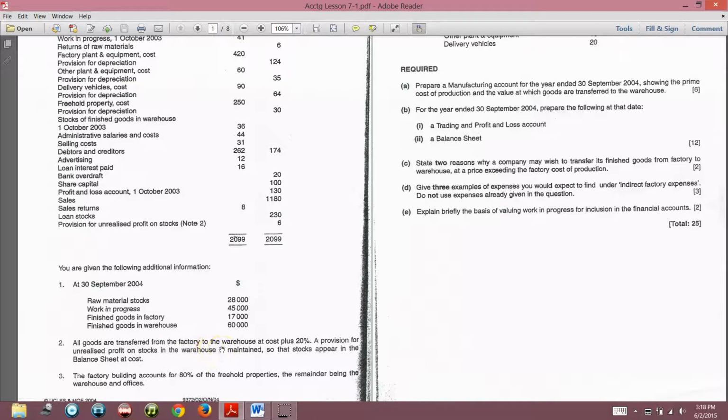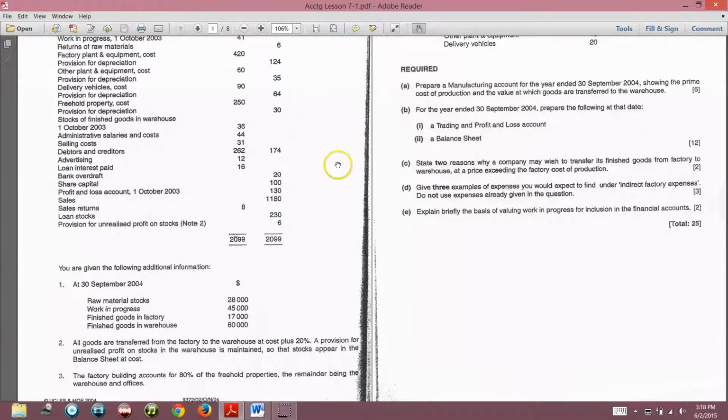So that means when the goods are transferred to the warehouse, they are transferred at cost plus 20%, as if they are selling to an outsider, so as to manage the division better, making everybody responsible for the profits of the division.